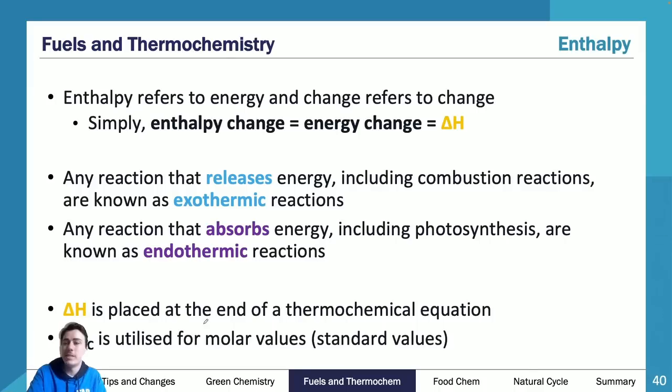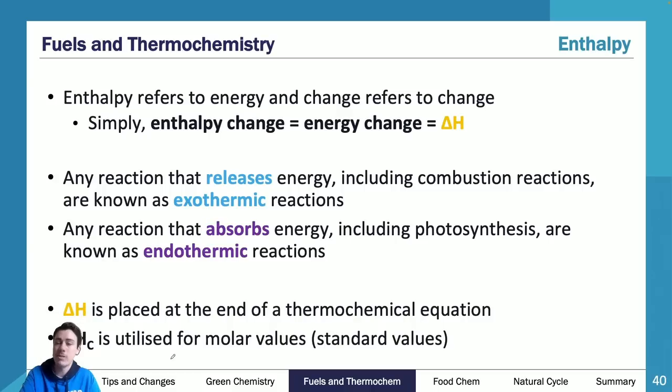So a delta H is placed at the end of every thermochemical equation, and it requires a symbol. If it is an exothermic reaction, this is negative. If it is an endothermic reaction, this is positive. And really important, it needs a positive sign. You can't just write the number and expect everyone to know it's positive like you do in normal maths. It has to have a positive sign.